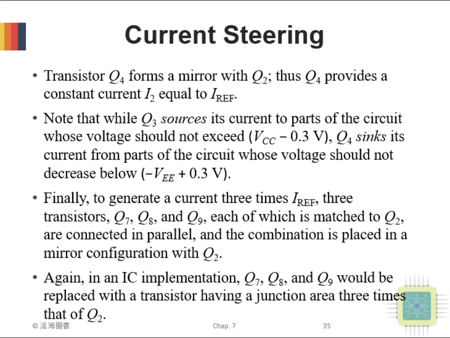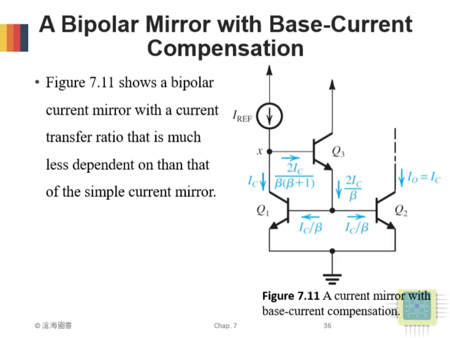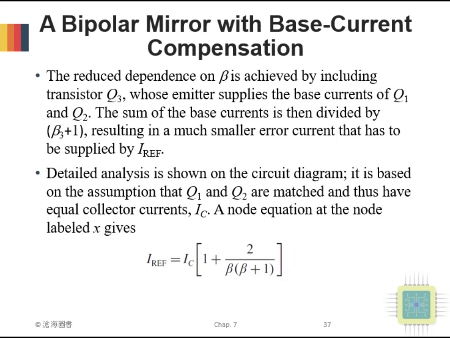Again, in an IC implementation, Q7, Q8, and Q9 will be replaced with a transistor having a junction area 3 times that of Q2. Figure 7.11 shows a bipolar current mirror with a current transfer ratio that is much less dependent on beta than that of the simple current mirror. The reduced dependence on beta is achieved by including transistor Q3, whose emitter supplies the base currents of Q1 and Q2. The sum of the base currents is then divided by beta 3 plus 1, resulting in a much smaller error current that has to be supplied by IREF.